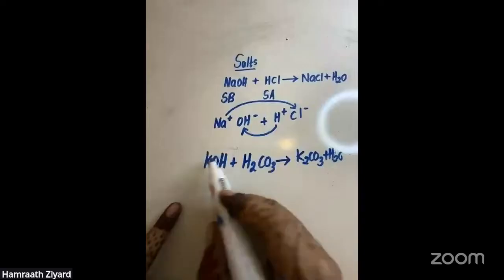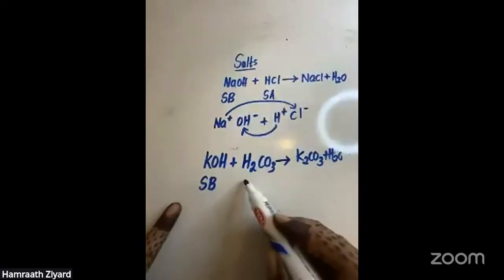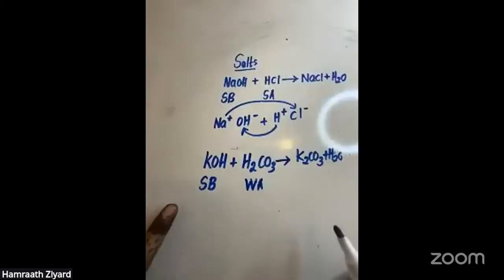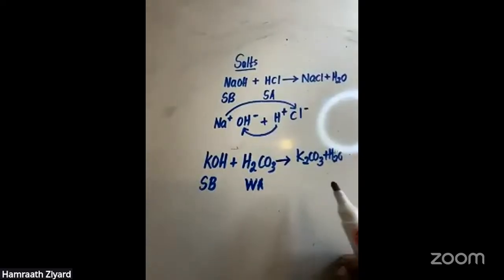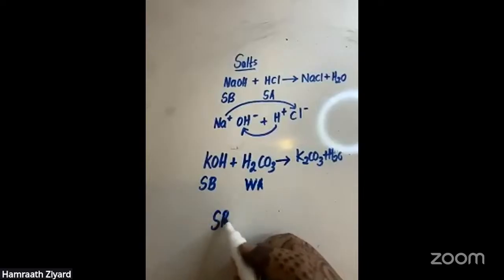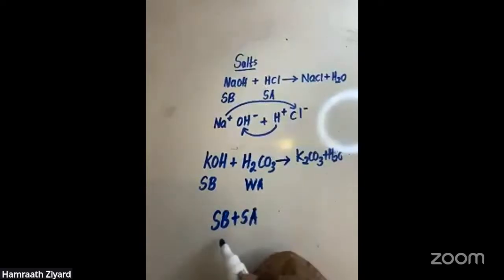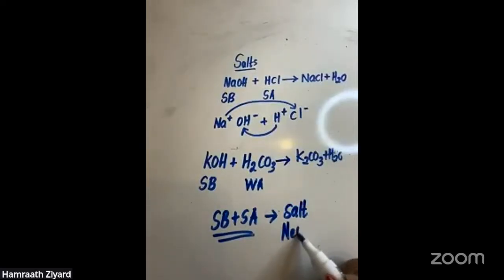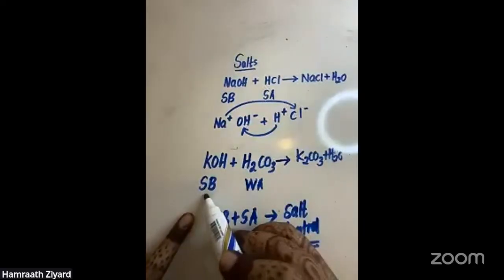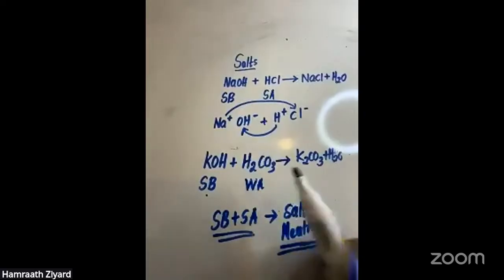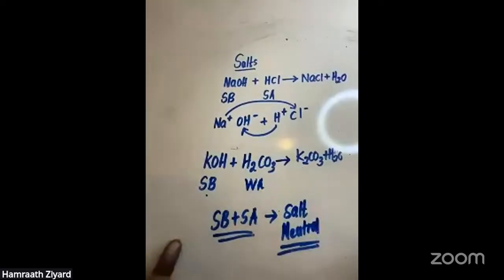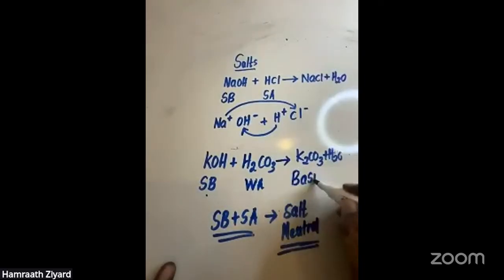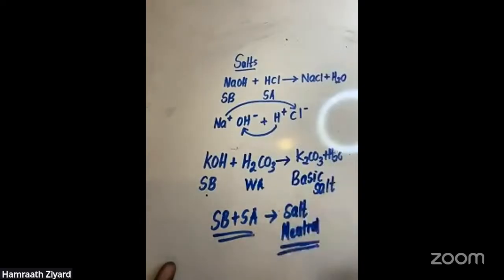But look here. Here you have the strong base, and here you have the weak acid. Always remember, if a strong base combines with a strong acid, you will always form a salt which is neutral. But if a strong base combines together with a weak acid, can you tell me who is dominant here? The strong base is bigger. So that means you will form a basic salt.